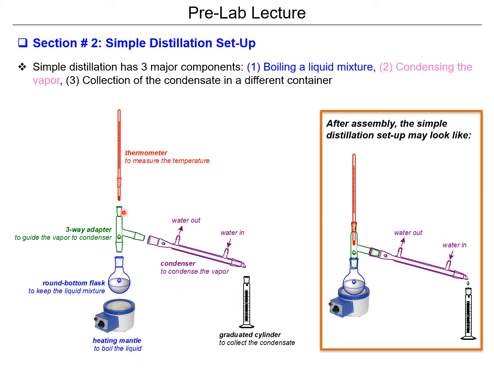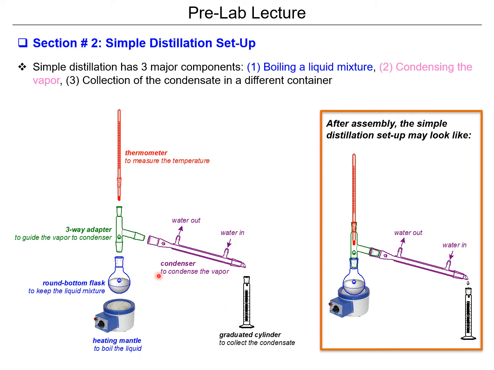You can see here the different parts of a distillation setup. Here you can see your heating mantle. You clamp your round bottom flask onto the heating mantle, and then you add this three-way adapter onto it. You attach a thermometer to the top. I'll go over this right now. And then you connect this three-way adapter to a condenser here.